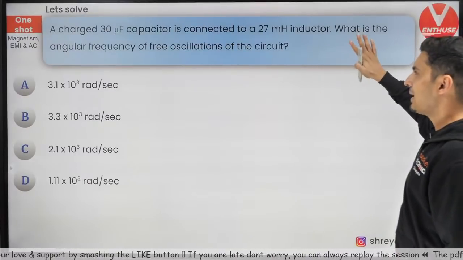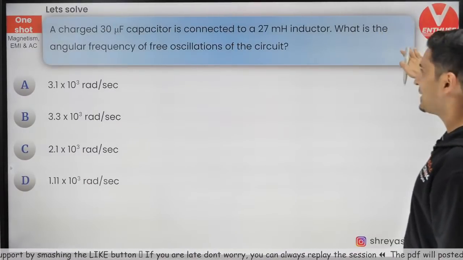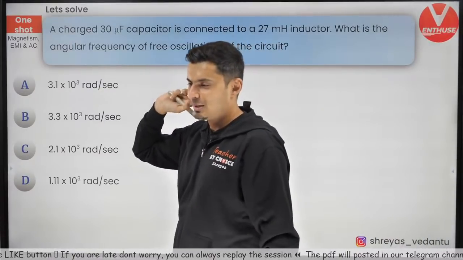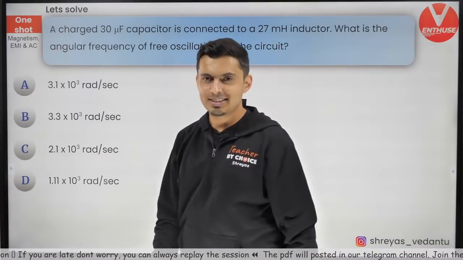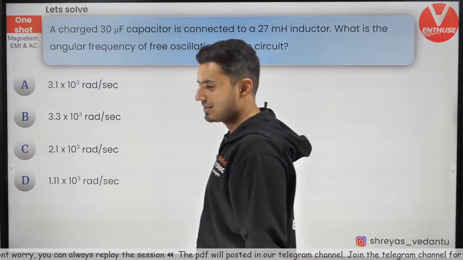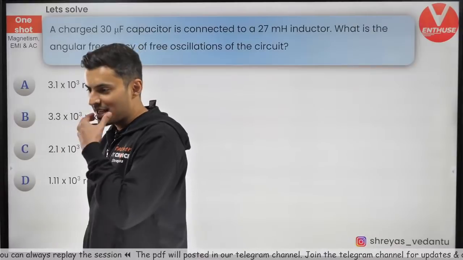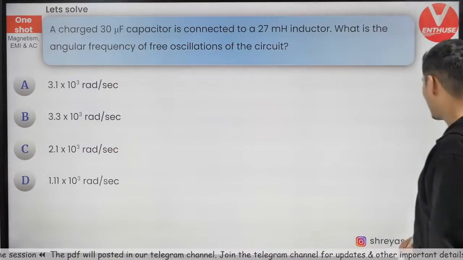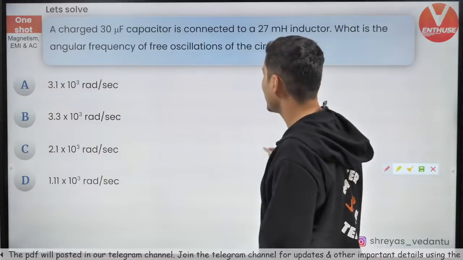We have a capacitor connected to an inductor. What is the angular frequency of free oscillation? Direct question. Fifteen minutes, 10 minutes, that's it. After this, only transformer, 1 or 2 questions. Done. Okay, what do you think is the answer? Just apply the direct formula. Let's see how many of you can do this really quick.